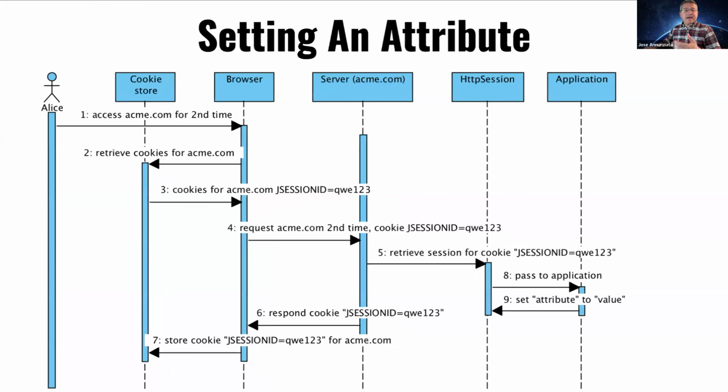Now, next time around, as Alice navigates throughout other parts of the same website, and she goes to a different page in acme.com, this time around, she does have a cookie. The browser checks the cookie jar to see if there are any cookies. There is. It'll retrieve this cookie from the cookie store.